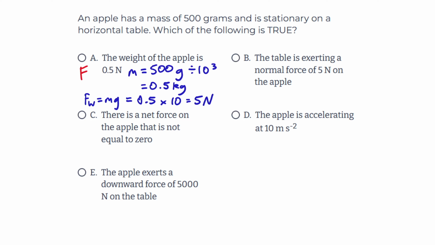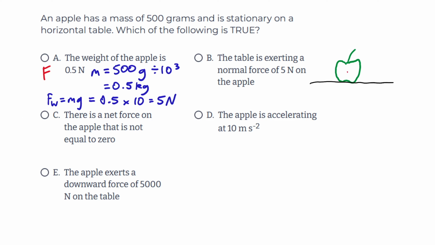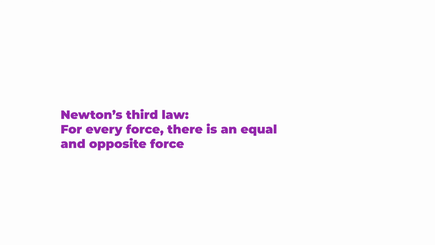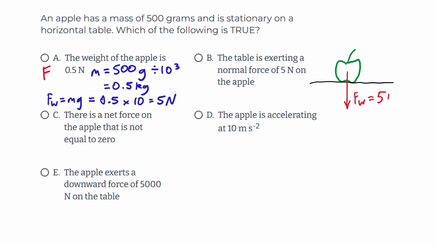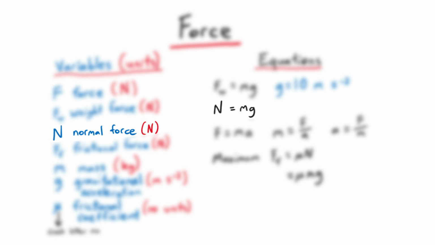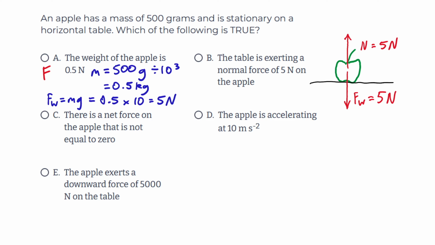So we have already established that the weight force of the apple is 5 newtons. This weight force will be the force that is applied by the apple to the table vertically downwards. Newton's third law states that for every force, there is an equal and opposite force, or a reaction force. So if the apple is pushing on the table, the table is also pushing on the apple. This is the normal force, and the magnitude of this normal force will be equal to the weight force of the apple. However, the direction will be opposite, directed vertically upwards.